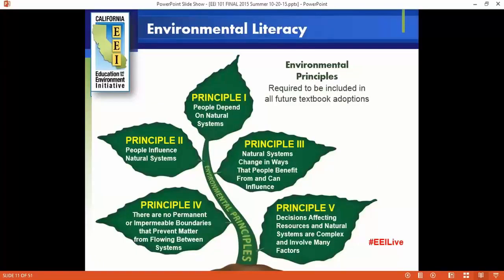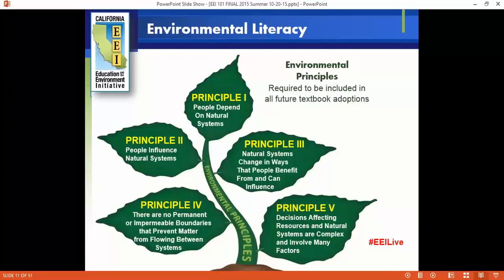So before we sat down to write the curriculum, we needed to figure out, in general, what do we want students to know about their relationship with the environment? So the first thing we did was develop these 5 environmental principles. And these are actually now required to be included in all future textbook adoptions.